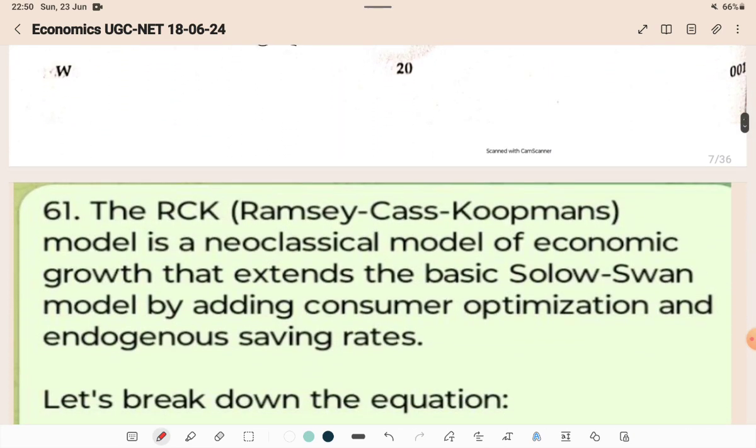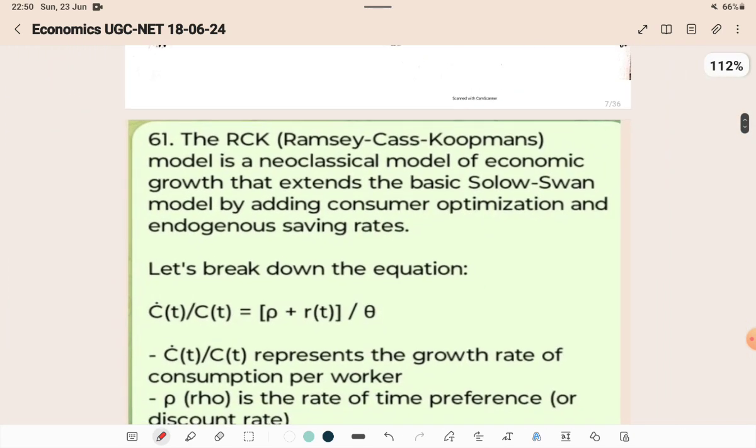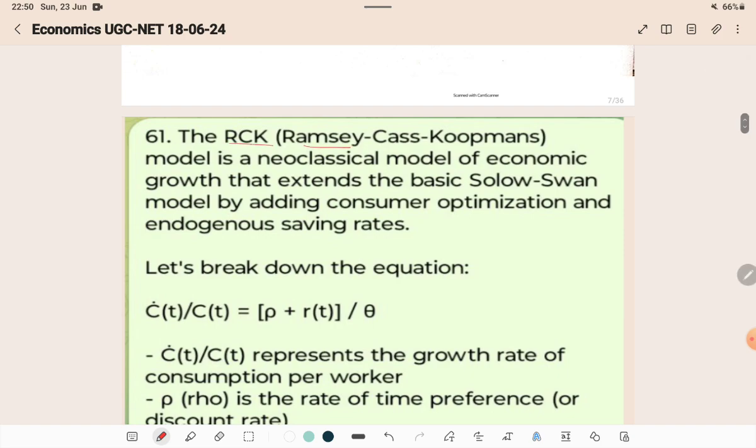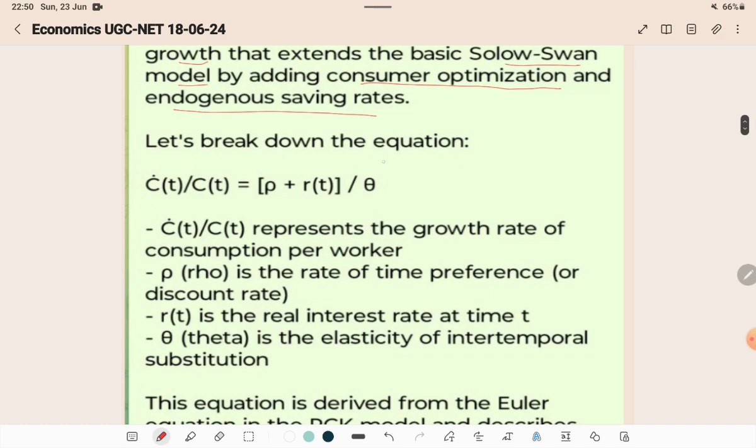Here is the explanation of this. The RCK, Ramsey-Cass-Koopmans model, is a neoclassical model of economic growth that extends the basic Solow-Swan model by adding consumer optimization and endogenous saving rates. So let's break down the equation as given. Formula: C dot t divided by C t equals rho plus r t divided by theta.